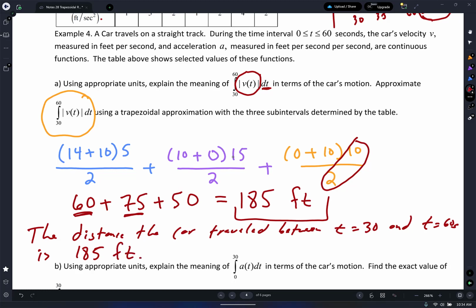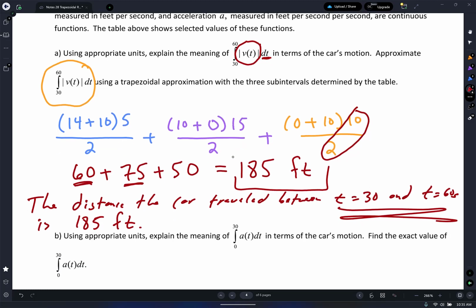That's what it means in the context of this problem, guys. You guys are the future engineers, and that's what you're going to be writing. The distance the car traveled between t equals 30 and t equals 60 seconds. You got to put this in here, guys, because if you just say the distance the car traveled is 185, you need to be specific. Well, when did it travel 185? Between t equals 30 and t equals 60 seconds. Cool or not cool? Cool.